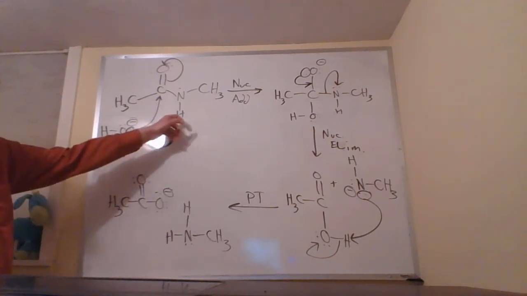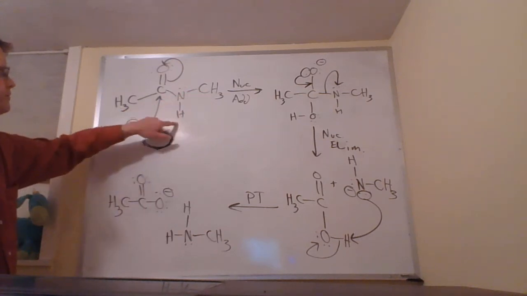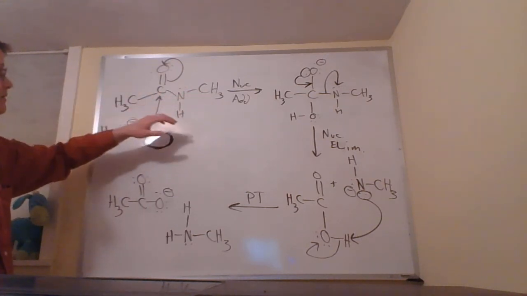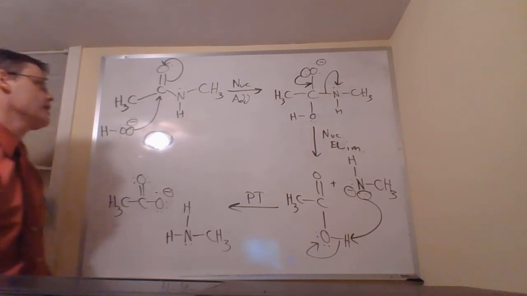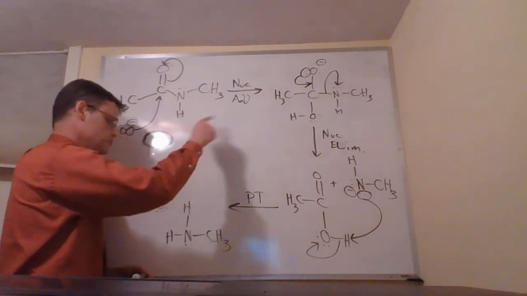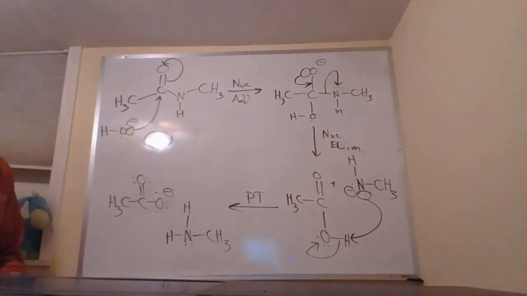Now, if this had been two alkyl groups on that nitrogen, we would have made a secondary amine. And if we had two hydrogens here, we would have made ammonia. All right, so that is hydrolysis of an amide under basic conditions.